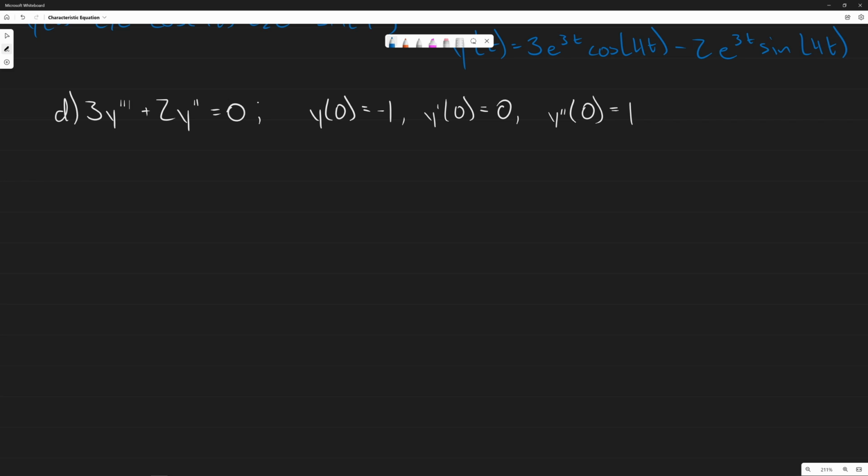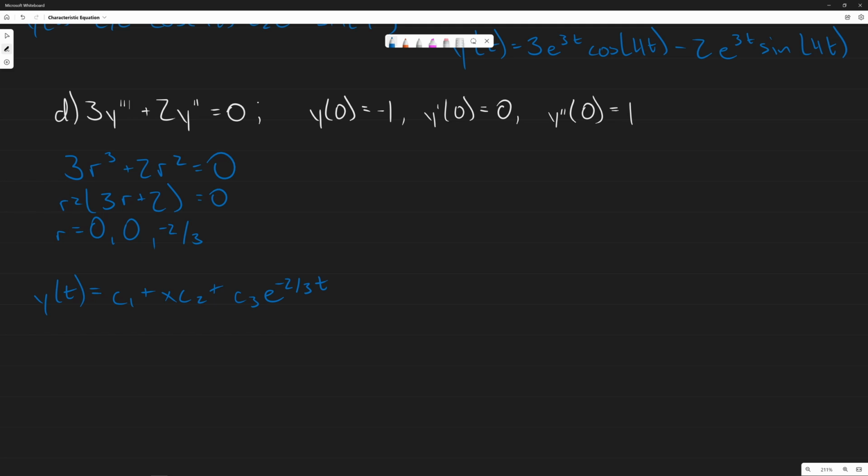So for this one, the characteristic equation will be 3r cubed plus 2r squared, and that is equal to 0. We can factor out the r squared, so this will leave us with 3r plus 2 equaling 0. So our solutions, because it's a cubic, there'll be 3: 0, 0, and then negative 2/3. This makes our general solution c1 plus t c2 plus c3 e to the negative 2/3 t.